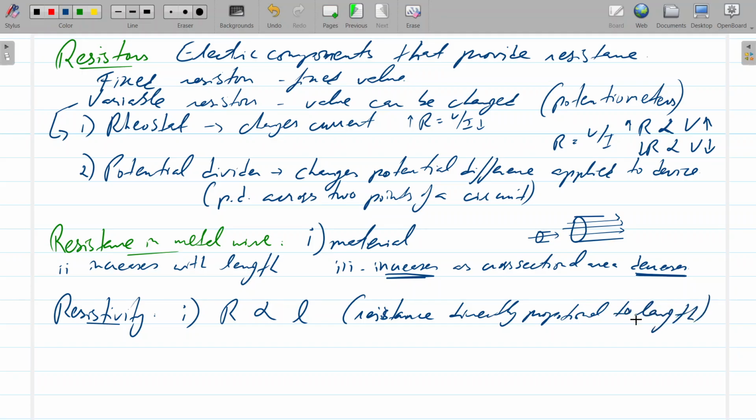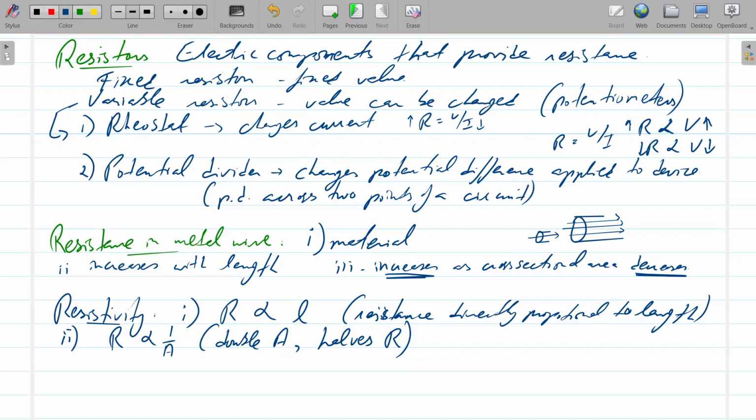But resistance is inversely proportional to the area, which means if you double the area, you end up halving the resistance. The more the area, the thicker the wire, the lesser the resistance. Okay.